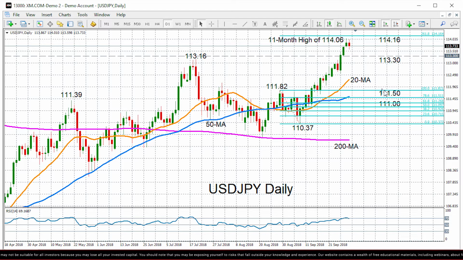112.30. Below that, we've got the 50-day moving average, which is around the 78.6% Fibonacci at 111.50. And further down, we've got the 111 handle, which is just about at the 50% Fibonacci level. If prices were to break below that key area, that would turn the focus back to the downside, and then we would see the short-term bias turning bearish.